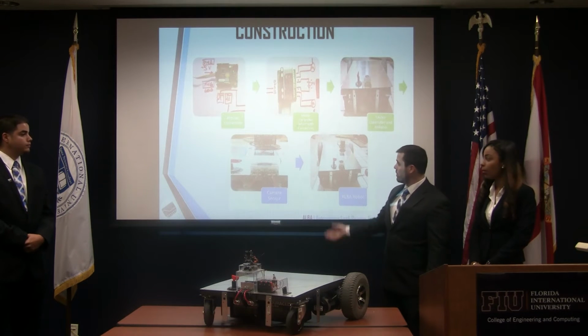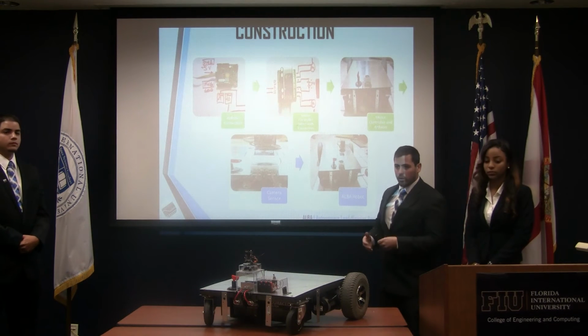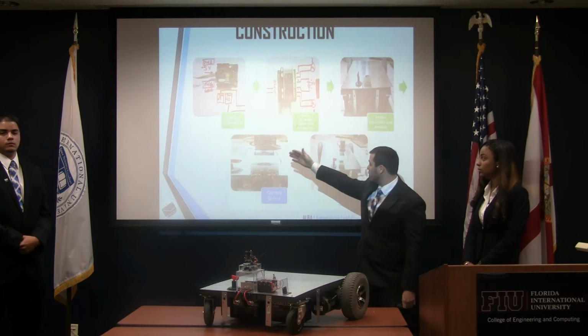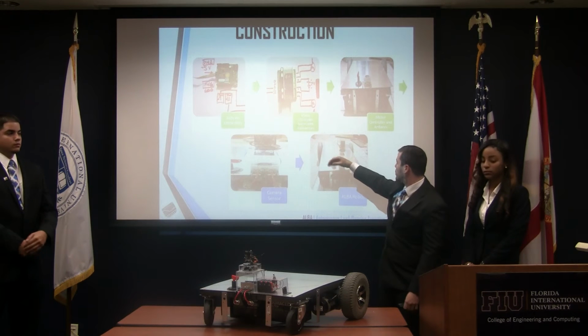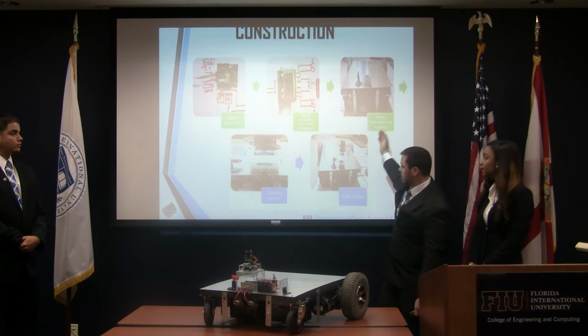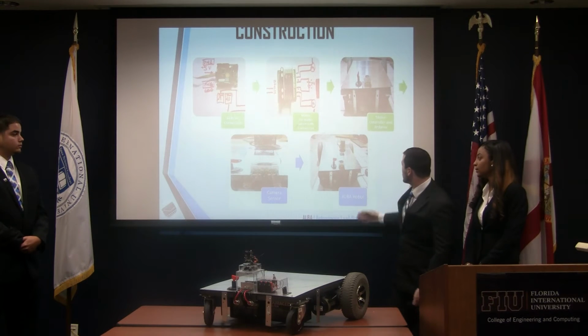For the electronics, we had to design it beforehand before we started buying everything. Right here we're showing how the Arduino would connect to the Sabertooth motor driver, and how it's all going to look on the robot itself. Here this is a camera sensor, and here's the last picture.